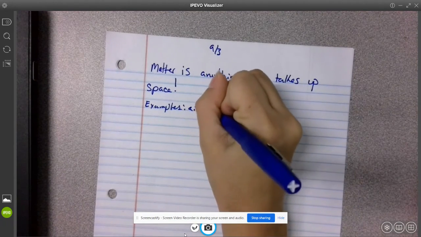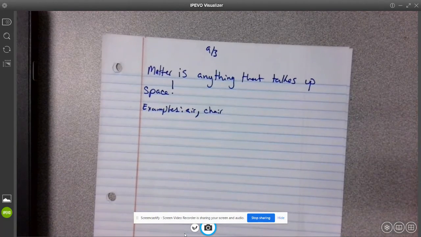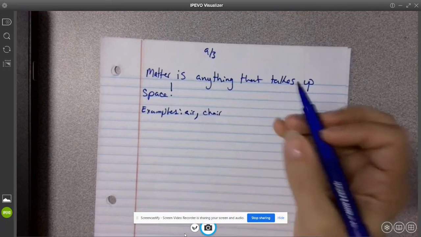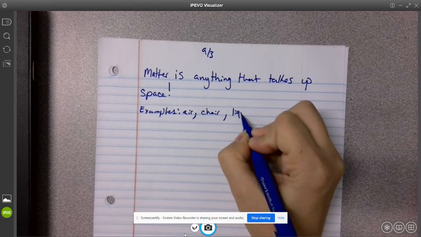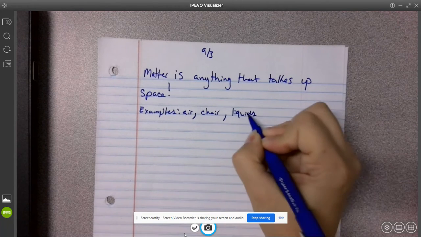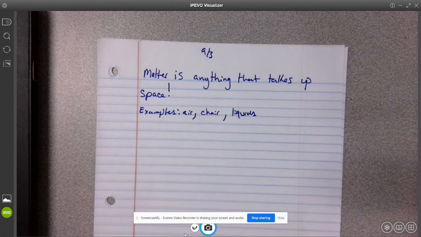Matter could be the chair or the bed that you're sitting on. Matter is anything that takes up space or volume. So even liquids like water and sodas, those would still be matter.